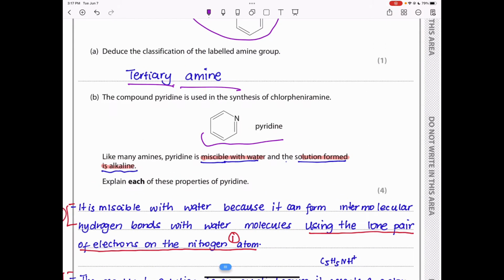And you can see pyridine has a nitrogen, and that nitrogen should have a lone pair. If you combine this with water, remember water, there are lone pairs on oxygen. There is a partial positive and partial minus due to the difference in electronegativity, and that is going to create the attraction. That is an intermolecular hydrogen bond between the pyridine and the water. So the reason as to why it's miscible with water is because it forms intermolecular hydrogen bonds with water molecules using the lone pair on nitrogen within the pyridine.